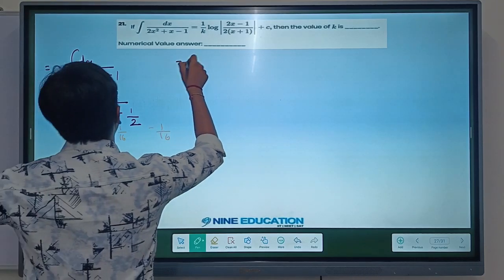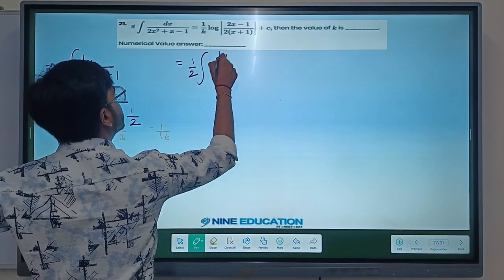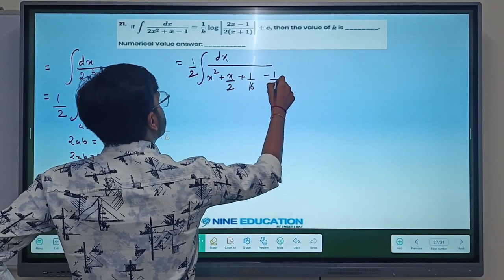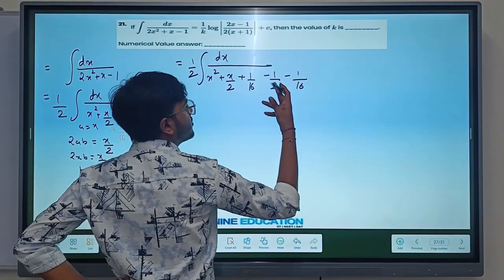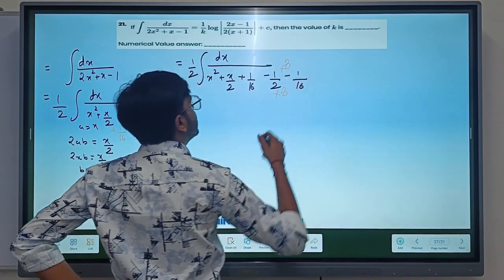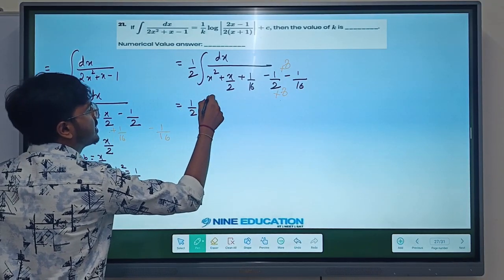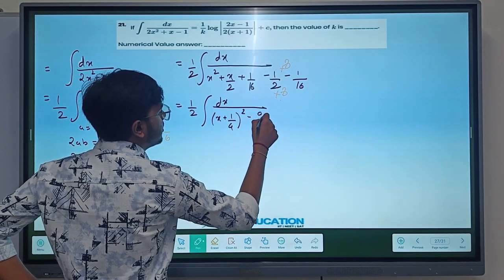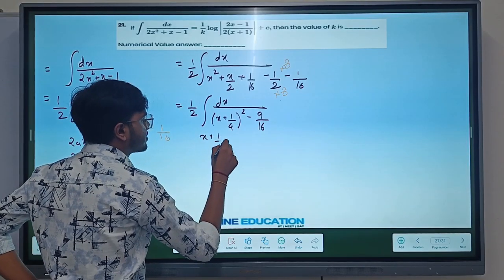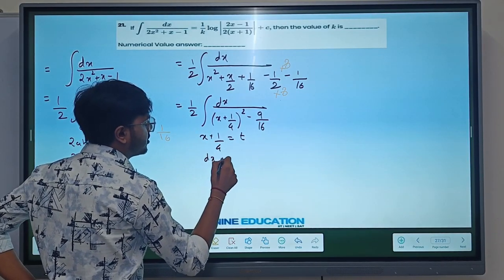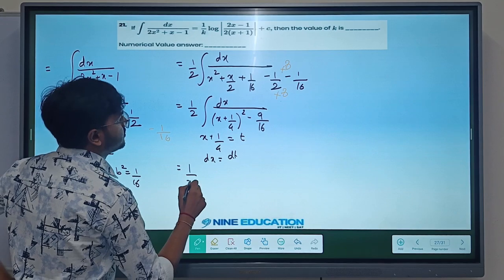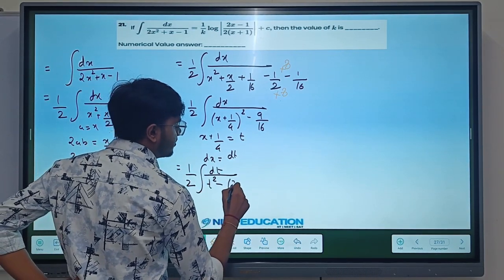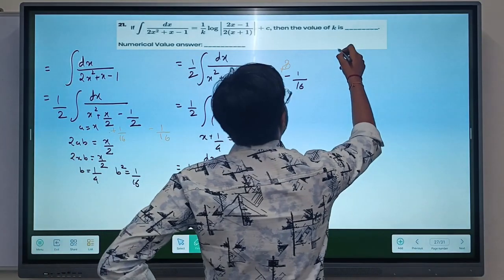So this will be equal to 1 by 2 integration dx divided by x square plus x by 2 plus 1 by 16 minus 1 by 2 minus 1 by 16. LCM of 2 and 16, 16, sorry, multiply by 8. So 1 by 2 integration dx divided by, this whole thing will be x plus 1 by 4 whole square, minus 9 by 16. So if I take x plus 1 by 4 as t, dx would be dt. So 1 by 2 integration dt divided by t square minus 9 by 16, which is 3 by 4 whole square.